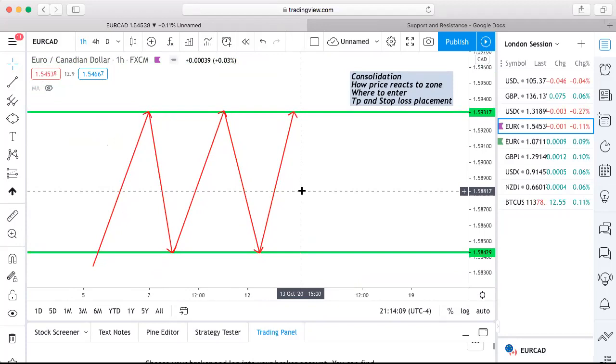If you in the chat, drop a 3 if you ever seen this. If you in the room, raise your hand if you ever seen consolidation on a chart before. Cool, cool, cool. All right, so check this out, right?